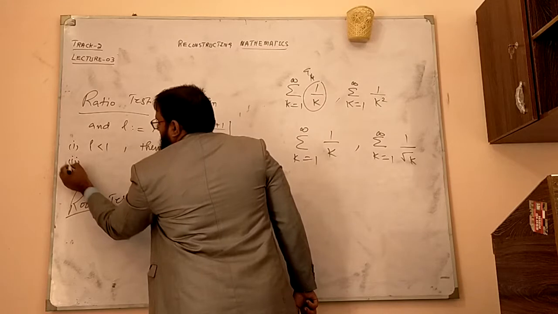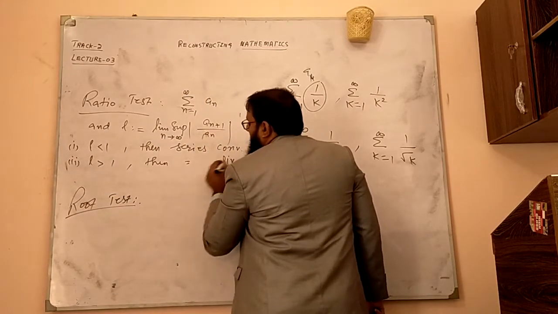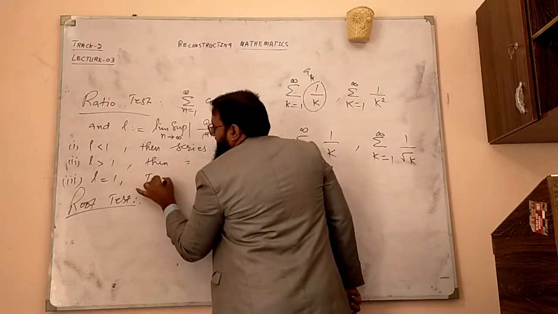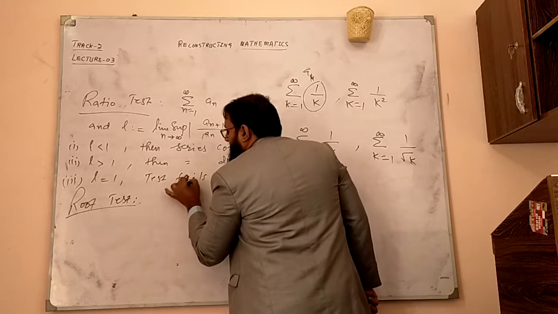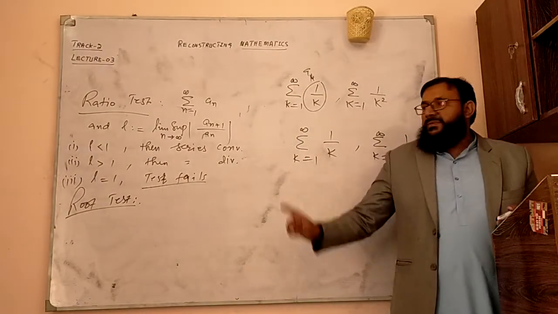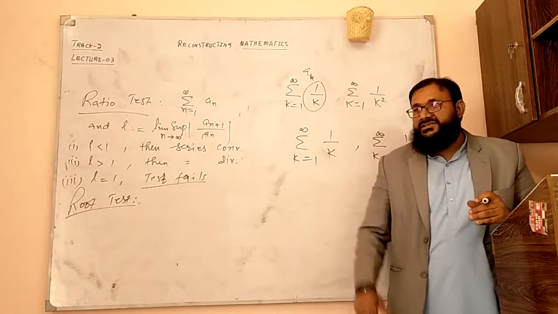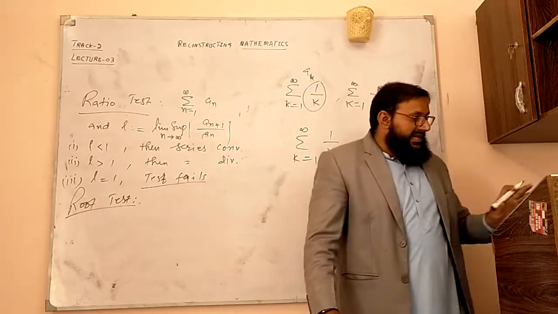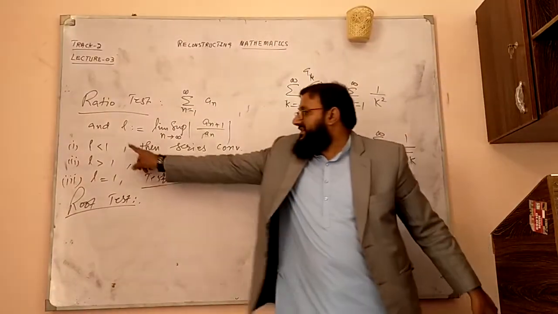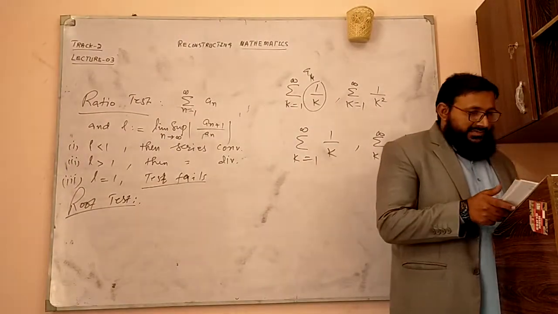If L is greater than 1, then the series diverges, and the third case is L equals 1. What do you mean by this? We are not sure whether it may converge or may not, but this particular method will not help us. We should go to some other methods. Are you okay with this? Greater than 1 or less than 1? Sure.